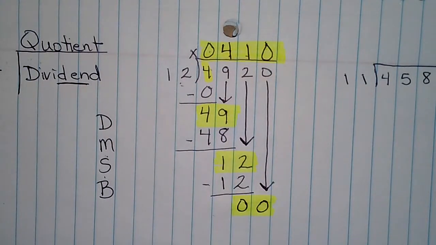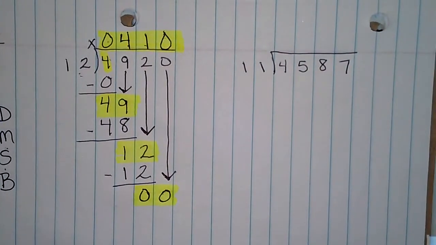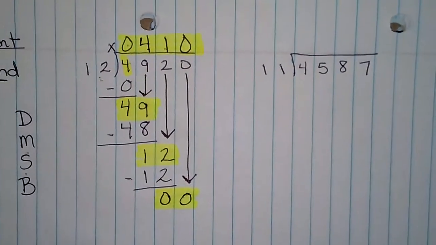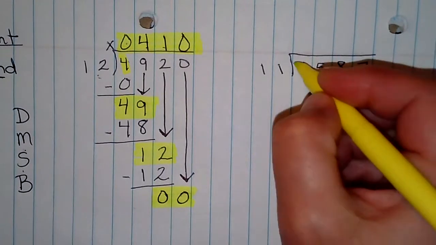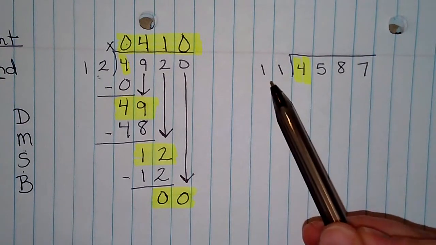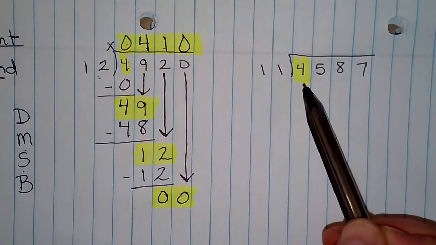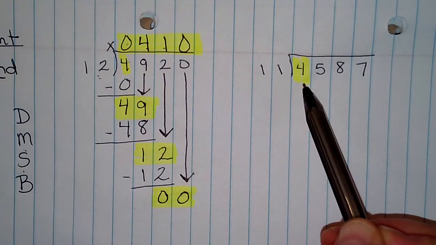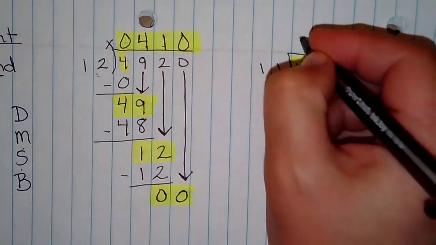Is it all coming back to you now? All right, let's try another one. We're going to start right here with 4 and ask ourselves, how many groups of 11 can you make from 4? Well, I can't. If I have 4 M&Ms, I can't make a group of 11. So I put a 0 here.